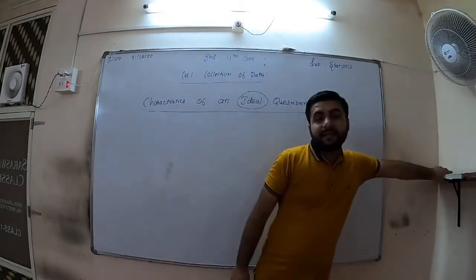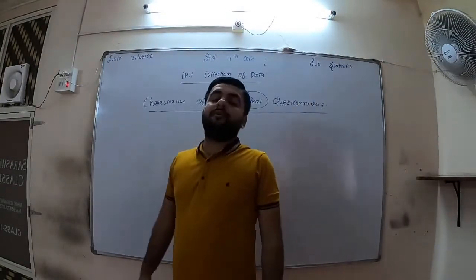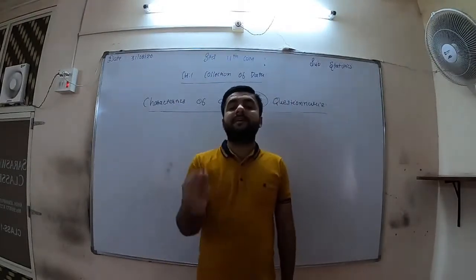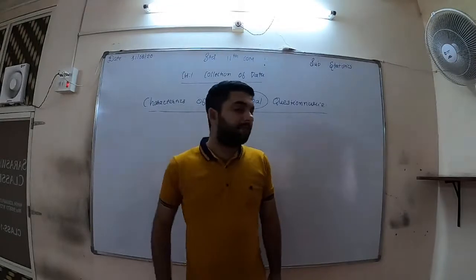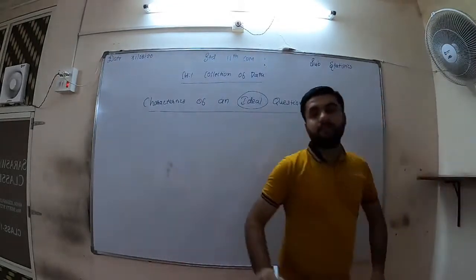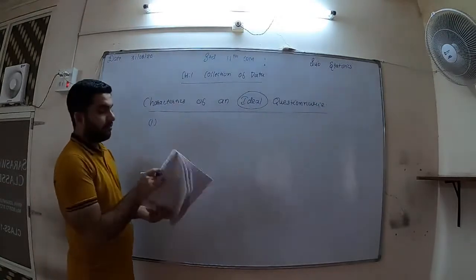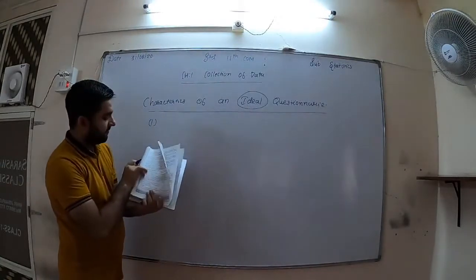Here they are asking what the characteristics of an ideal questionnaire are, how a questionnaire should be so that it would look proper. Again, I will give short points, hints, which you can write. How many points are there? There are a total of 8 points.